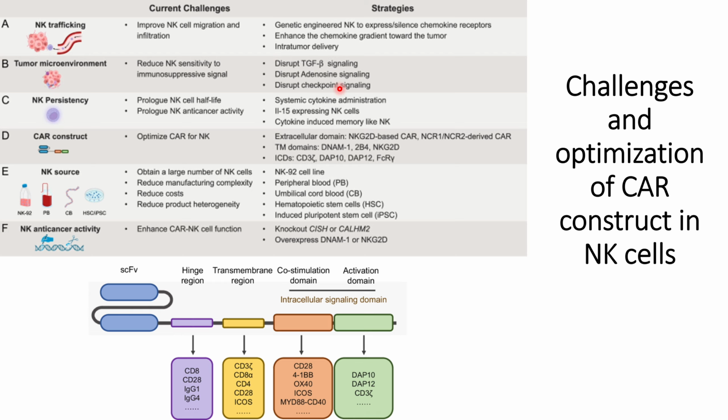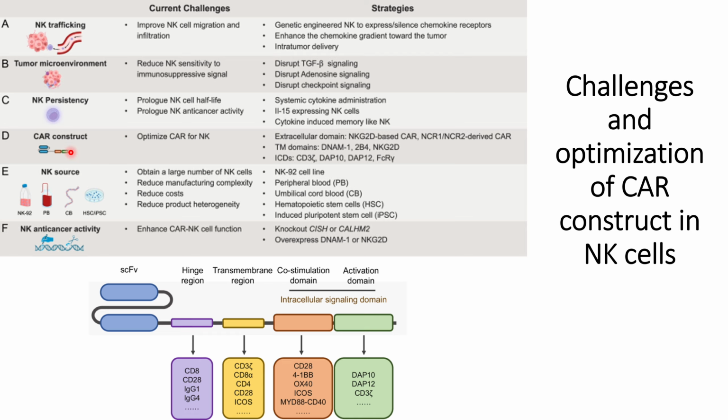Third one is cytokine-induced memory-like NK cells. It is similar to the second step, and you can consider the second one as an example of the third one. NK cells are able to produce cytokines that are necessary for their own survival.